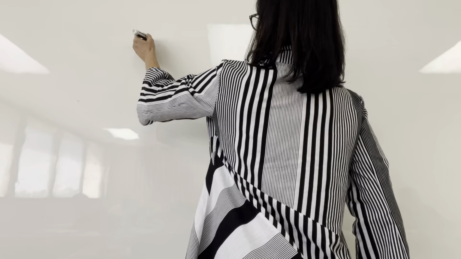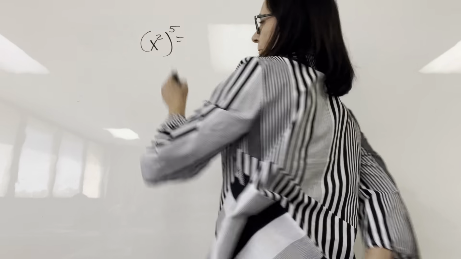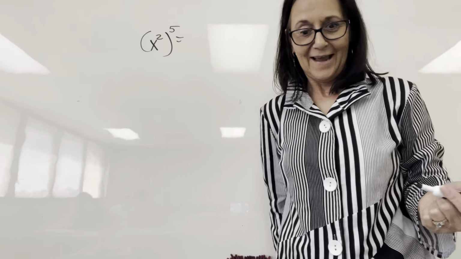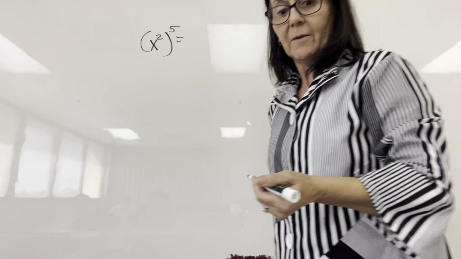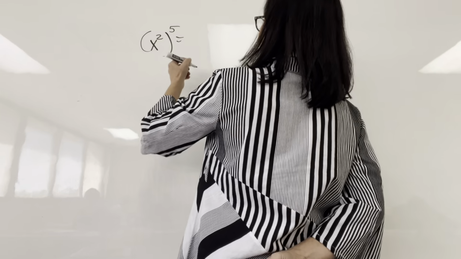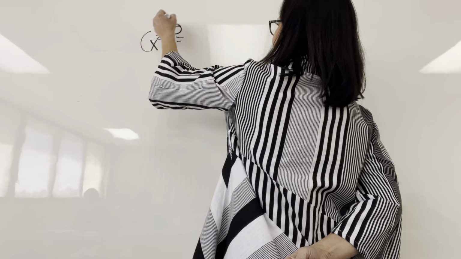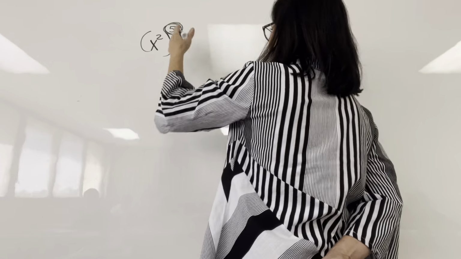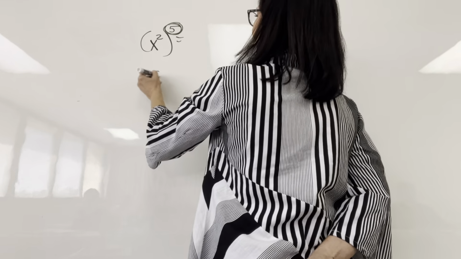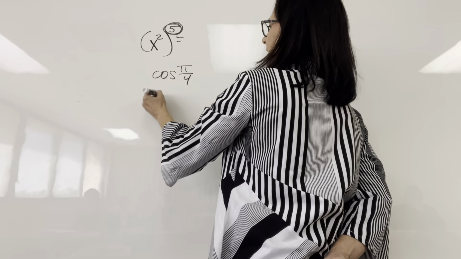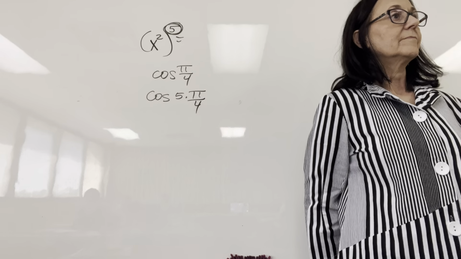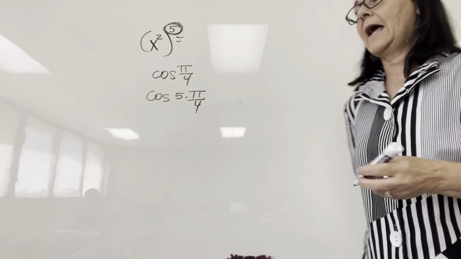All right, so a power raised to a power, we multiply. What do we multiply by? That number right there. That's what we're going to multiply by. So if 5 is my exponent, and I come up with cosine pi over 4, then it's going to be cosine 5 times pi over 4, because that's what we're multiplying by, whatever the exponent is.